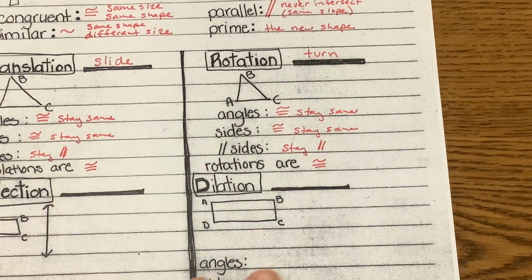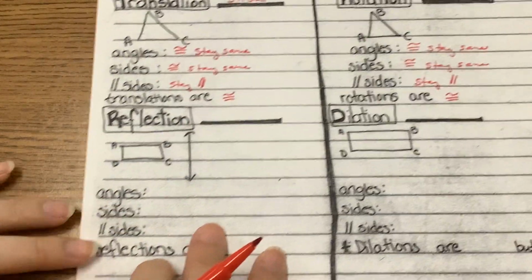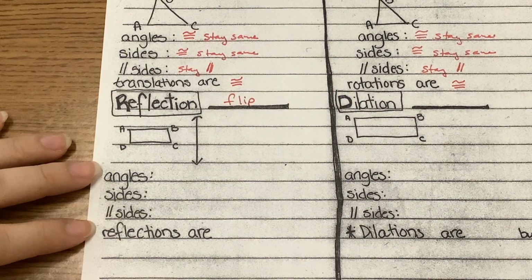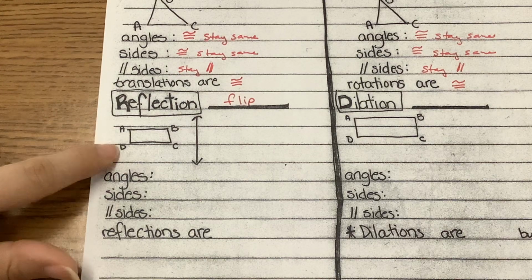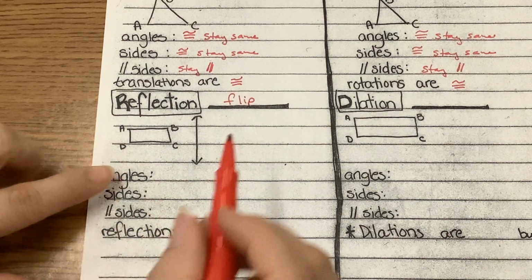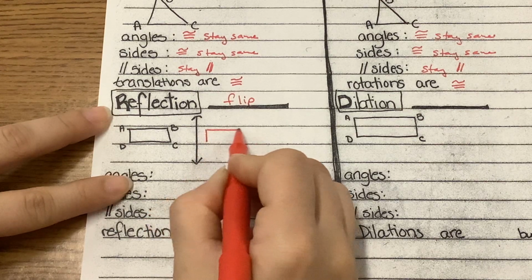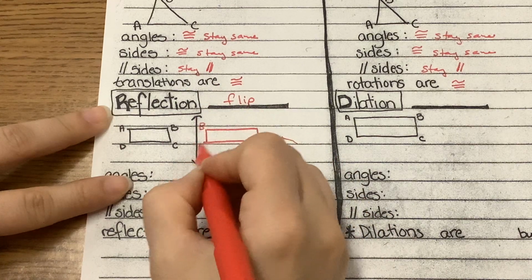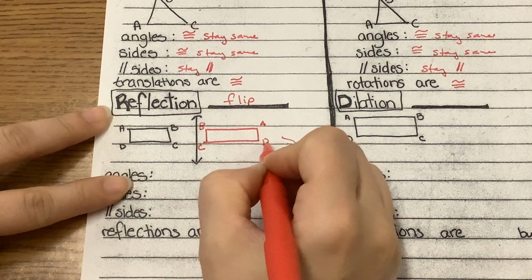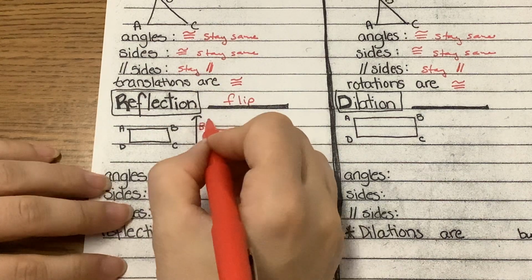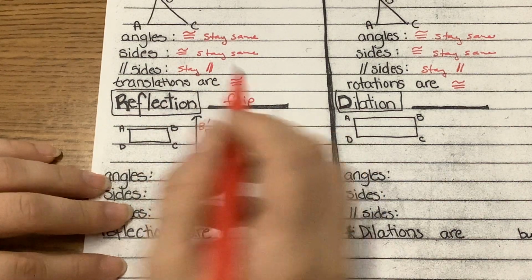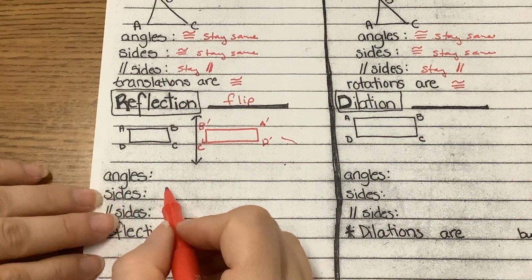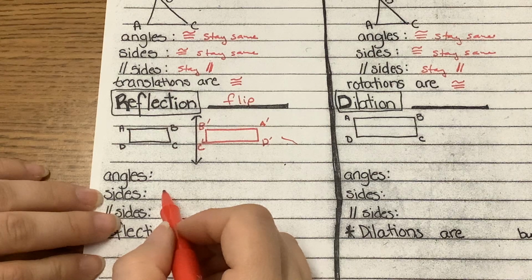Okay. A reflection we think of as a flip, like we're flipping it over. So if we were to reflect this, it would still be that same shape, but it would be flipped over itself. So this would be B, this would be C, this would be A, and this would be D. And actually we would put prime there to show that it was changed once. But everything for a reflection stays congruent.